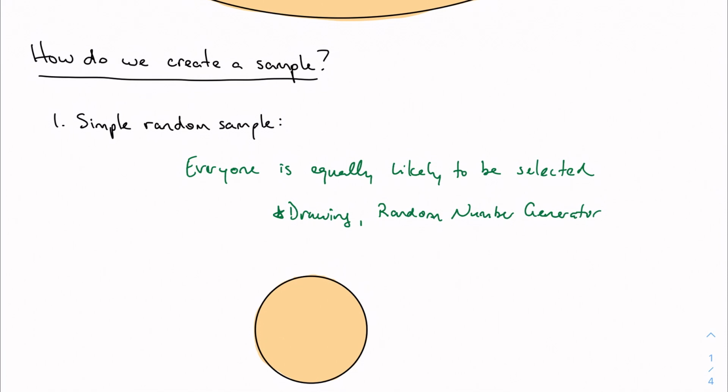So this is my population again. Then I just take whatever group of people or things I need to create my sample, just directly from the population, grab them all, done.